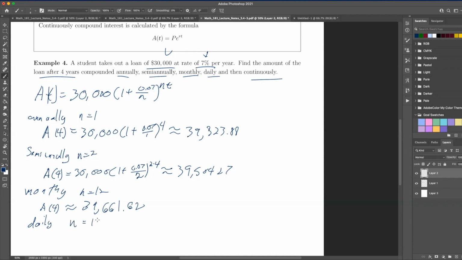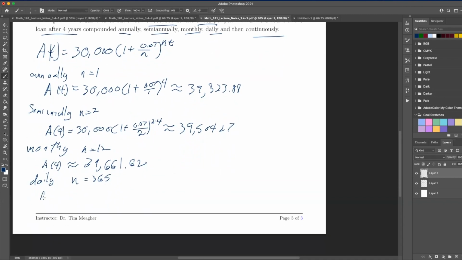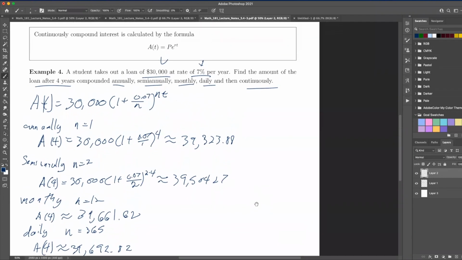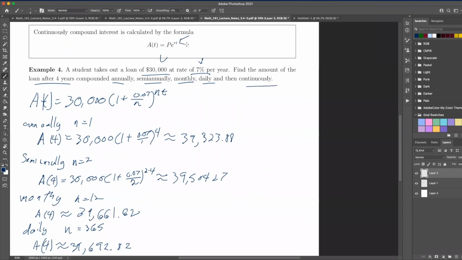And then for daily, n would be 365 days. Notice how the more we compound it, the more this number seems to collapse to a certain number. And so we can compound it continuously. I don't think currently any loan you take out will be compounded continuously. I think most of them do it monthly; monthly is kind of the standard.